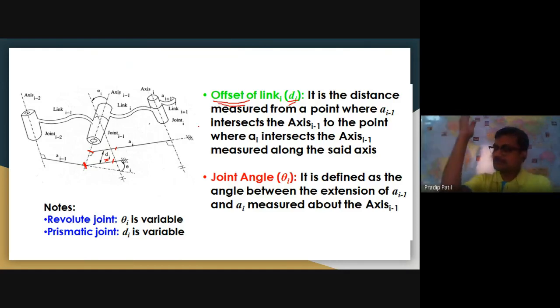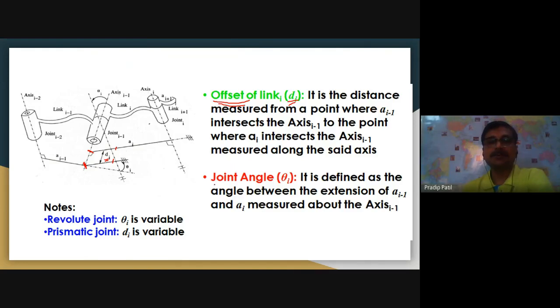For example, let us take our hand. This joint is serially connected with this link and this link, so there is no offset here. But imagine if this link is at some distance here, then there will be an offset d i. We will look at it in the example to follow.